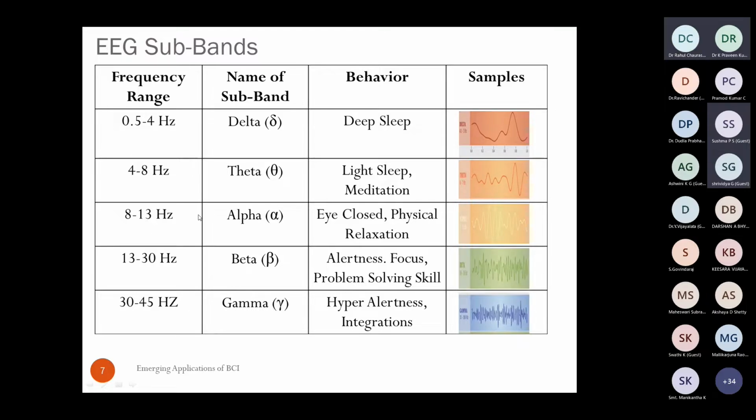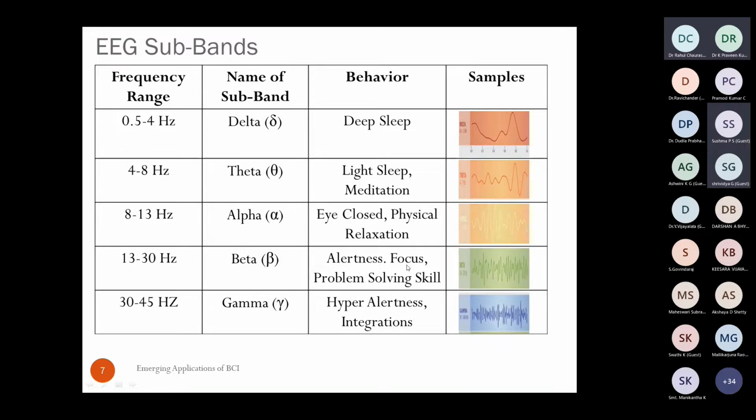8 to 13 hertz is the alpha component, for the eyes-closed and physical relaxation state. Then 13 to 30 hertz is beta, which is for alertness, focus, and problem solving skills. Most brain computer applications acquire alpha and beta signals. Your eyes should be closed, you should be physically relaxed, and at the same time you should be alert to focus on the problem that you are solving. Then only can you apply a brain computer interface.